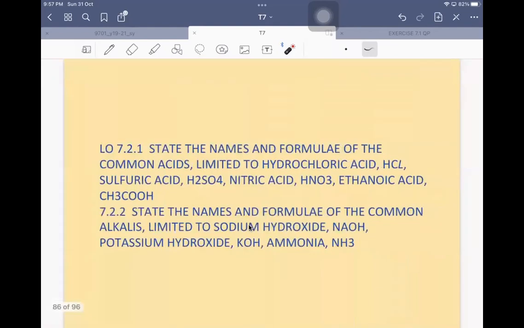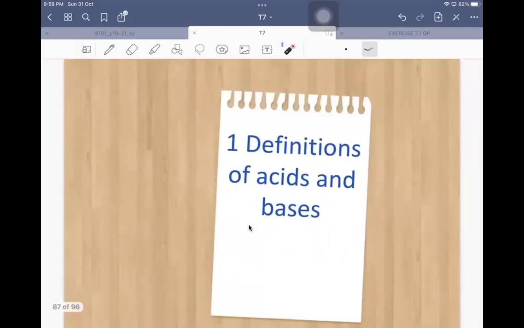For your first learning objective, you are to state the names and formulae, limited to this list. But I know Cambridge will like to give you a surprise and give you an acid that you have never seen before and that has never been mentioned. State the names and formulae of the common alkalis, limited to this: sodium hydroxide, potassium hydroxide, ammonia. Again, we know that's not true.